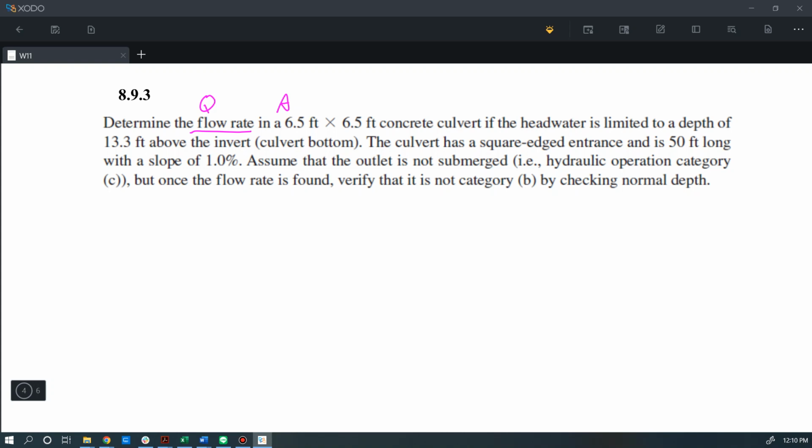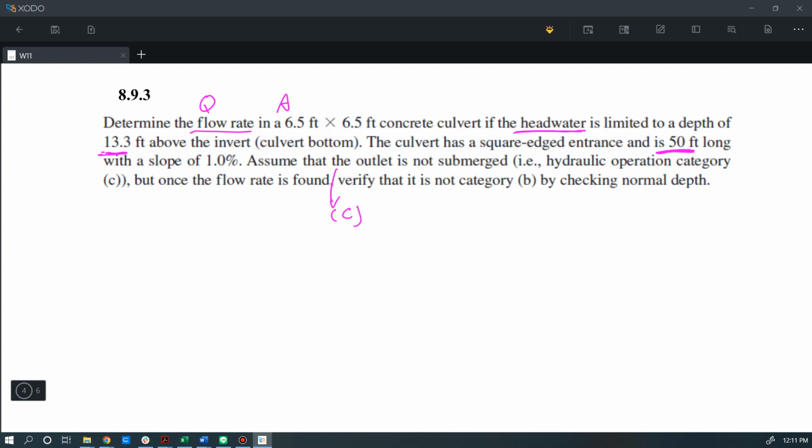Okay, and the head water is 13.3, which is higher than the culvert. Okay, and we have the distance of this culvert and also we have the slope information that is equal to 1%. So the problem asks us to assume that the outlet is not submerged, which in our categories is category C.